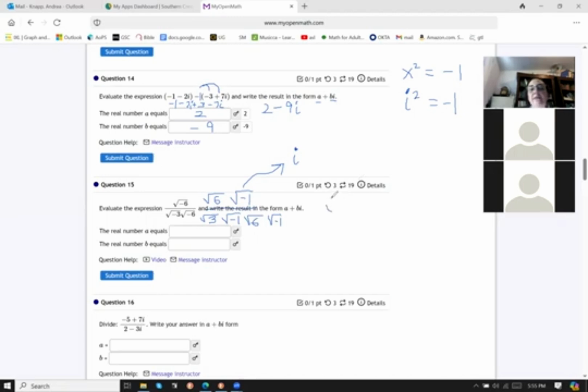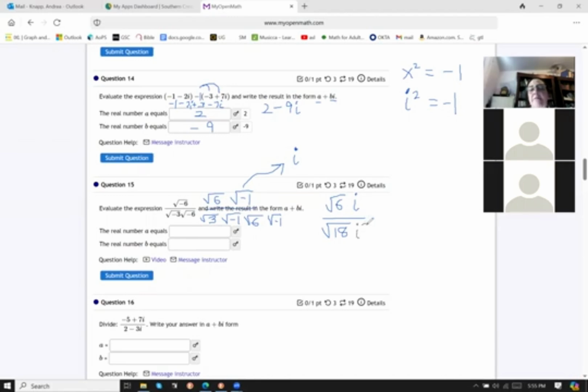So we'll rewrite this whole fraction, replacing the root negative 1s with the letter I. So we've got root 6 times I. And in the denominator, we have root 3 times root 6. So I'm going to multiply those together. That gives me a square root of 18. And I have a root negative 1, which we're going to consider to be I, times I. I times I is I squared.